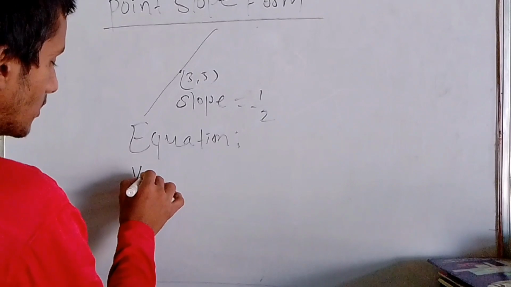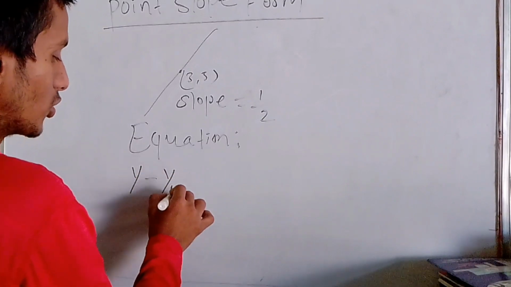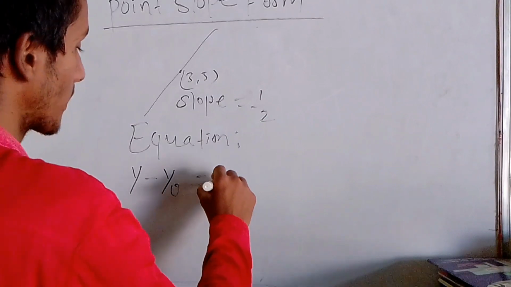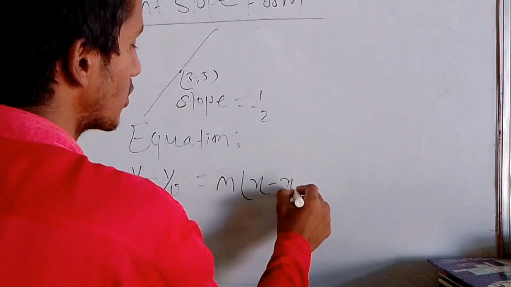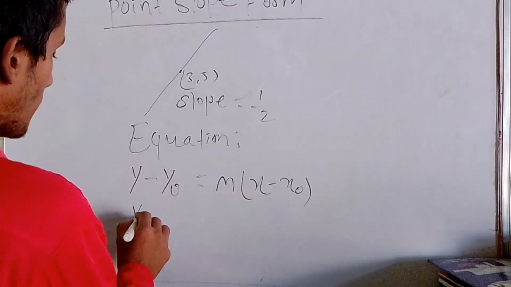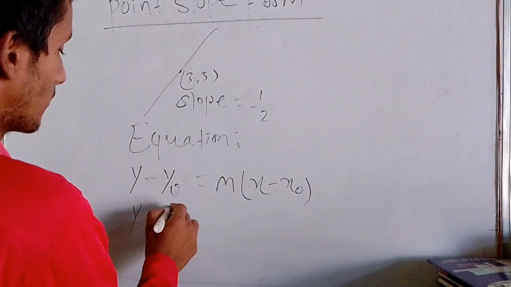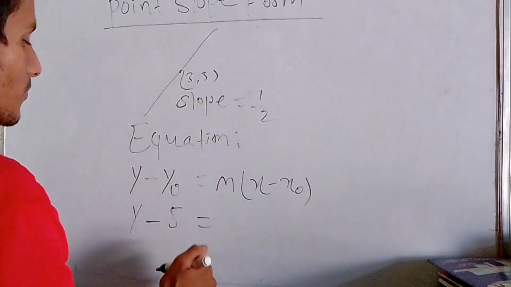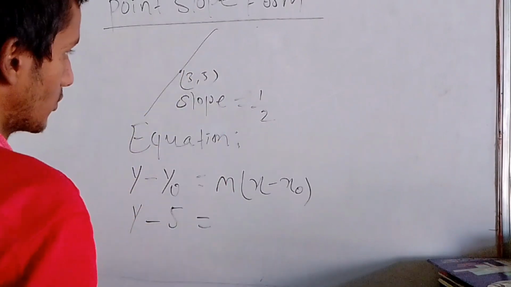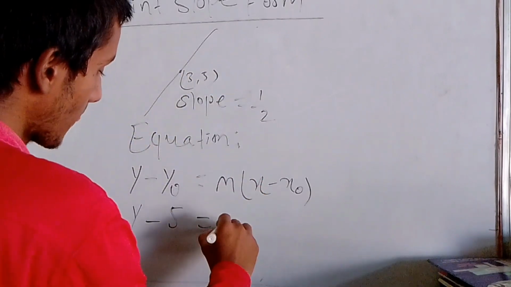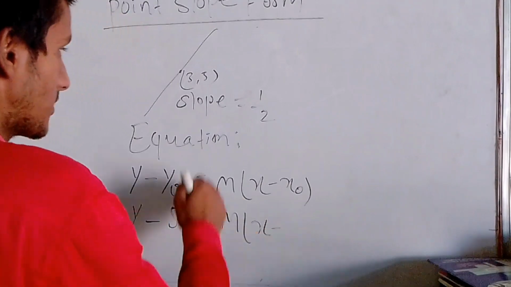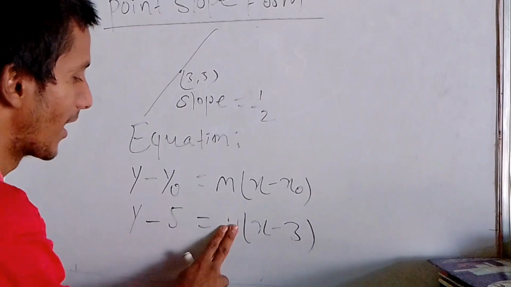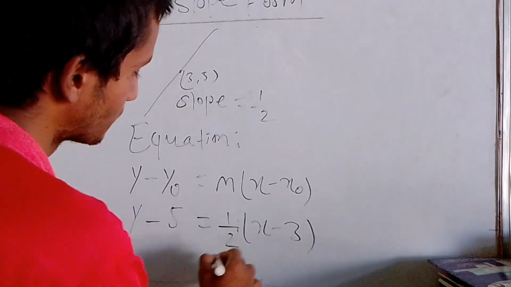y minus y naught. Let me just write the form for you, because I don't want to do it too directly, as we are learning the topic. So y minus y naught equals m times x minus x naught. Here y naught is 5, meaning the y value of the point, the ordinate, and x naught is the abscissa, which is 3. Makes sense? So I should plug in m, which is half.